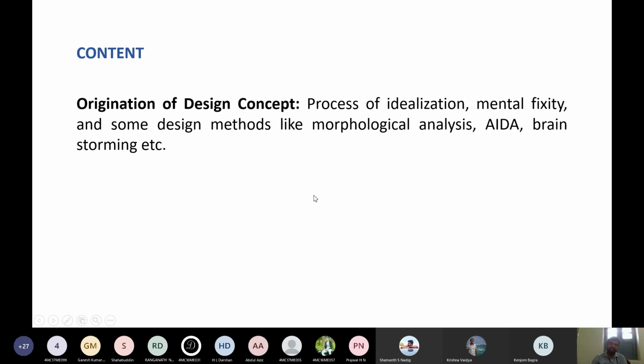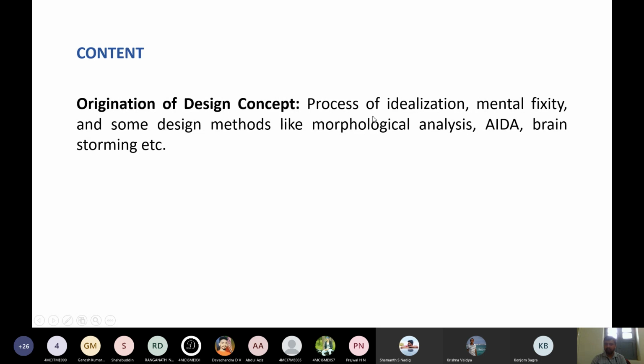Okay. These are the topics included in unit 3: origination of concept, process of idealization, how you are going to think about generating ideas for a design problem. Then mental fixity, that is, what are the problems or constraints to generate design solutions? Then some design methods like morphological analysis, analysis of interconnected decision areas, that is AIDA, and brainstorming. We are going to discuss all this in detail.